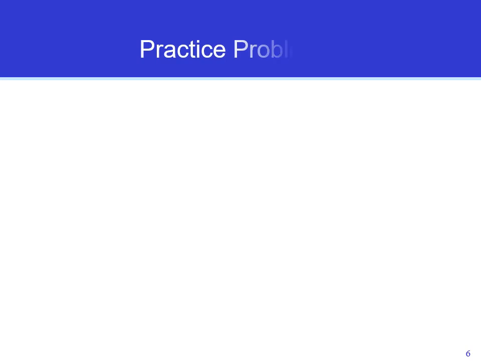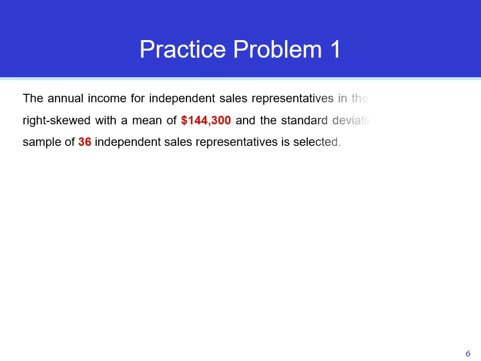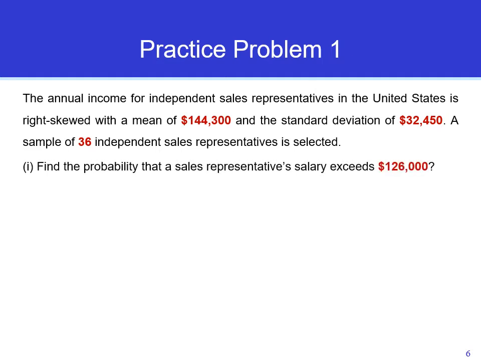Let's do a practice problem. The annual income for independent sales representatives in the US is right skewed, with an average salary of $144,300 and a standard deviation of $32,450. We have taken a sample of 36 independent sales representatives. Find the probability that a sales representative's salary exceeds $126,000. So please pause, work on this problem, and then come back to see the solution.